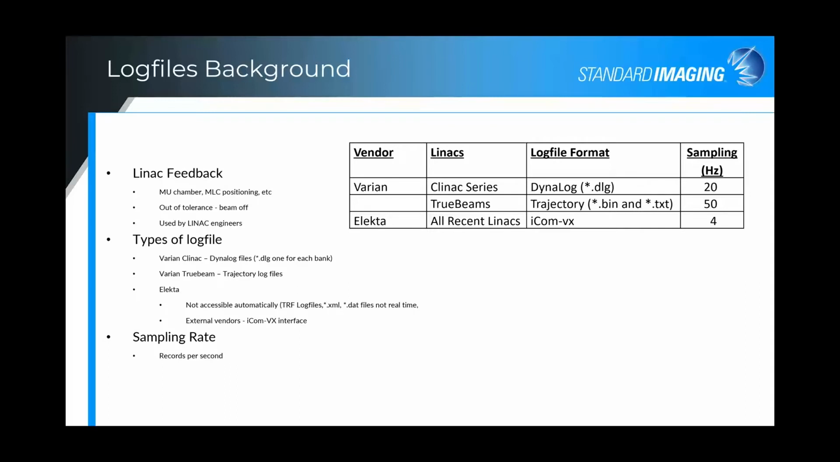Elekta provides some slightly different recording options. Their TRF files generate 25 records per second, but those cannot be accessed in real time by external vendors. So alternatively, for Elekta, we need to access via the iCOM-VX interface, which was created specifically for external vendors. The sampling rate there is 4 records per second, and that's what we use in Linac View to allow for a fully automated system.